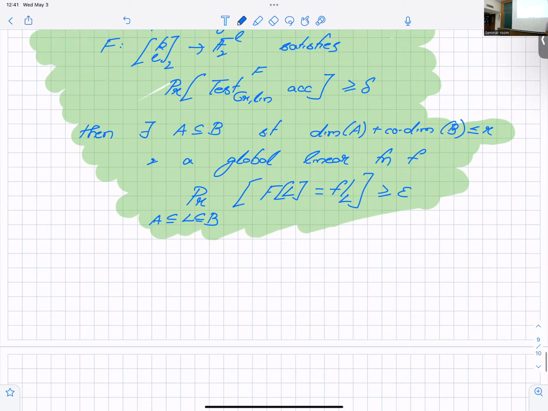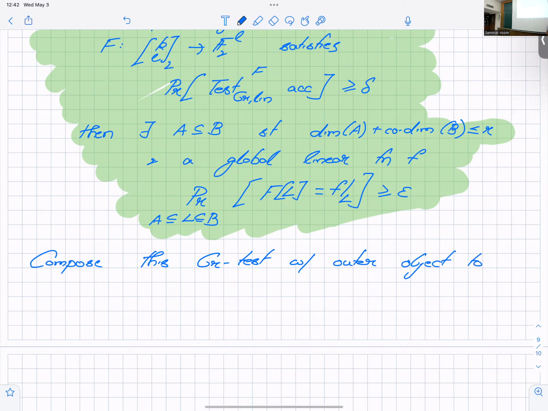To compose this Grassmann test with the outer object. Final cap. 2 to 2 game systems.